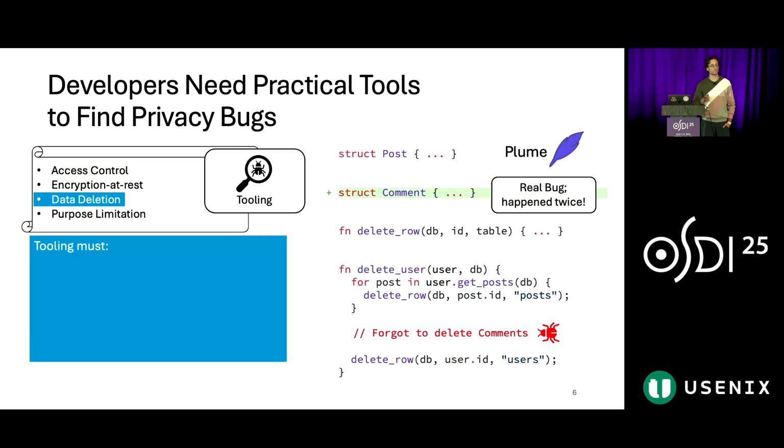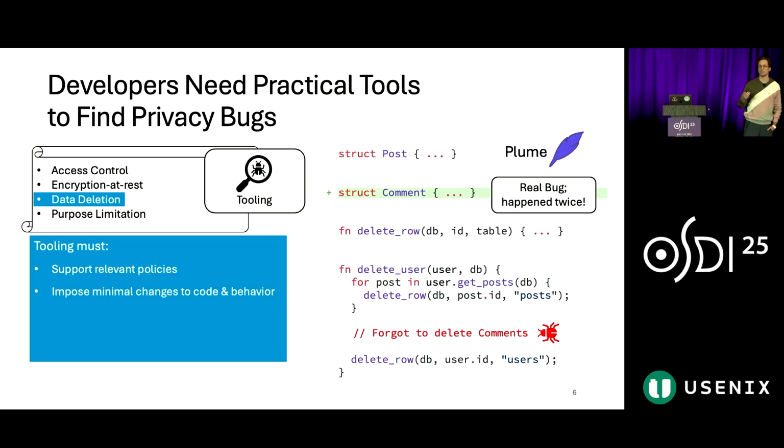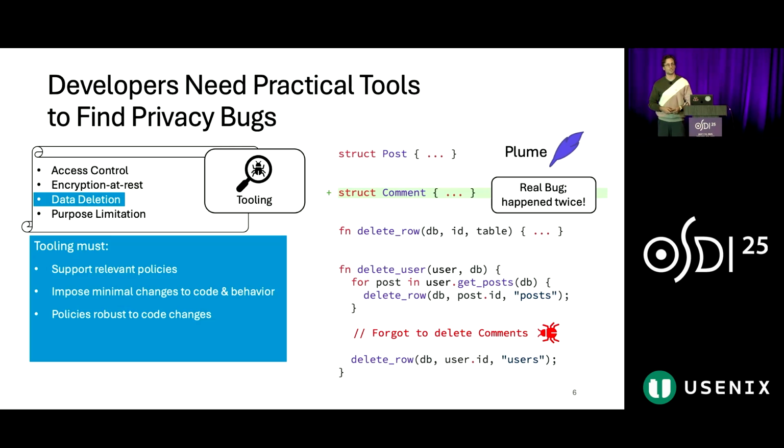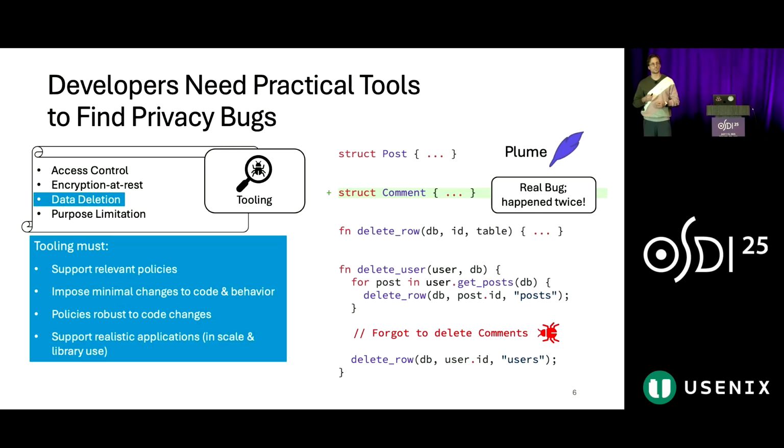Specifically, tooling that supports the wide range of policies that apply to applications, tooling that is uninvasive, requiring no or very few code changes and does not impact the behavior of the application, other than fixing bugs, obviously. And tooling that supports evolving applications, because there's churn in the code base. And lastly, tooling that supports the needs of real-world applications, such as the size of their code bases and their dependencies, as well as the pervasive use of third-party libraries.